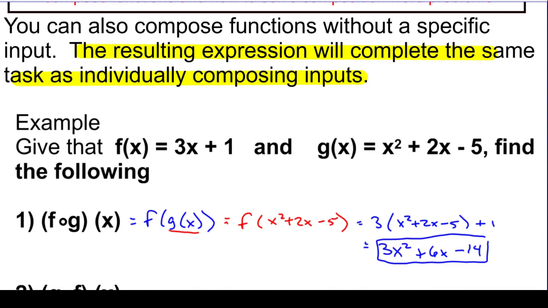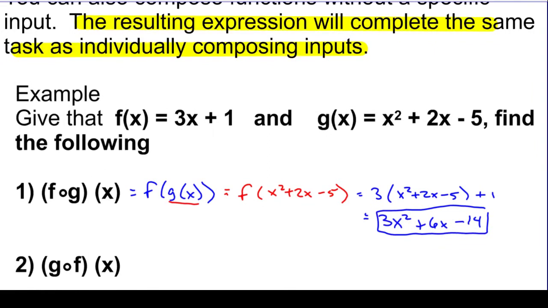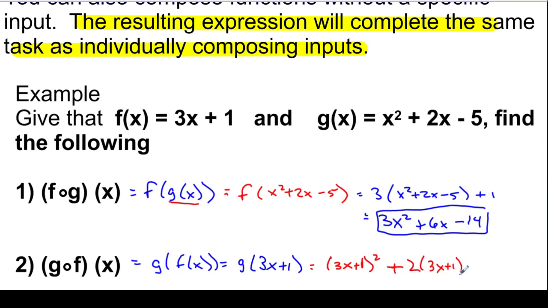Let's do the other one and see what happens with g of f of x, because we've already said that the order matters when composing. Here I'm taking f of x, so let's write it down. We take the g function and plug in f of x. The g function is the x squared function, and I'm saying everywhere you have an x, I want you to put f of x, which we can go up and see is 3x plus 1. So here's what happens in the g function: it says 3x plus 1, squared, because that was x squared, plus 2 times 3x plus 1, because I'm substituting for x, minus 5.